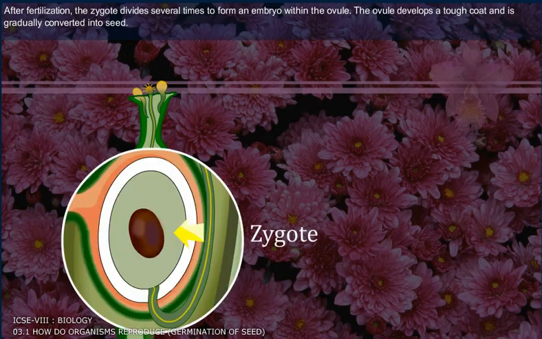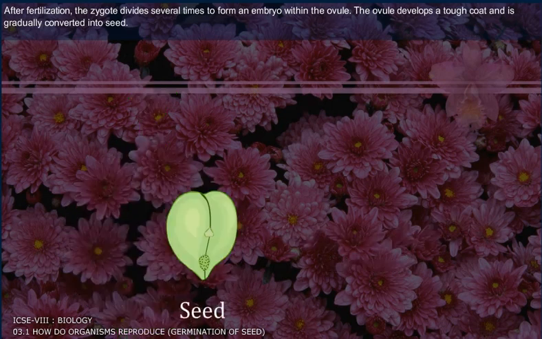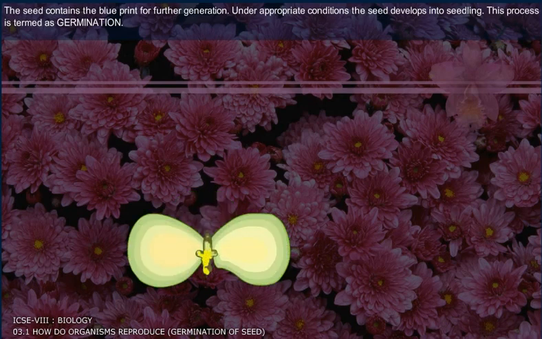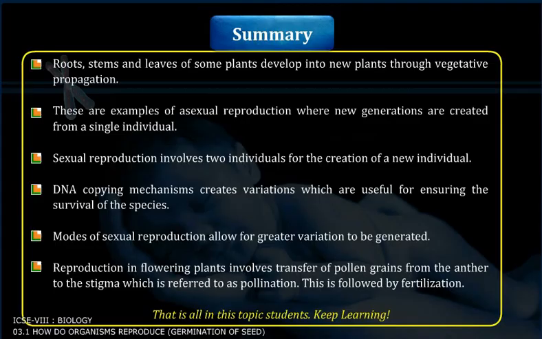After fertilization, the zygote divides several times to form an embryo within the ovule. The ovule develops a tough coat and is gradually converted into seed. The seed contains the blueprint for the further generation. Under appropriate conditions, the seed develops into seedling. This process is termed as germination.